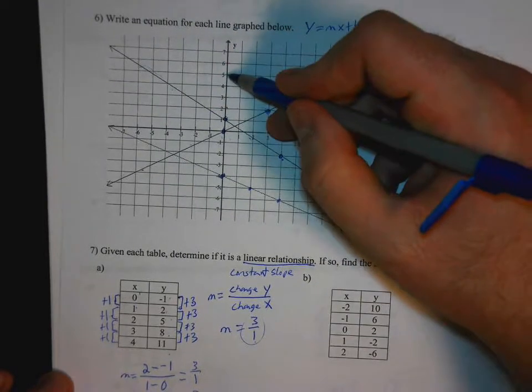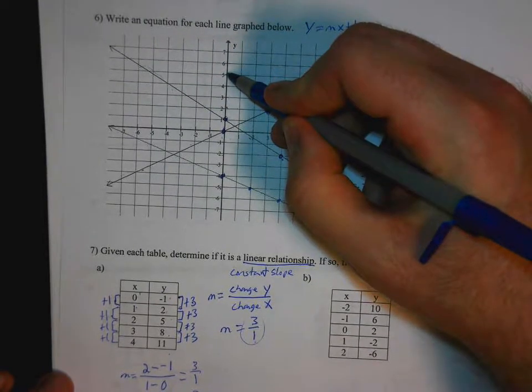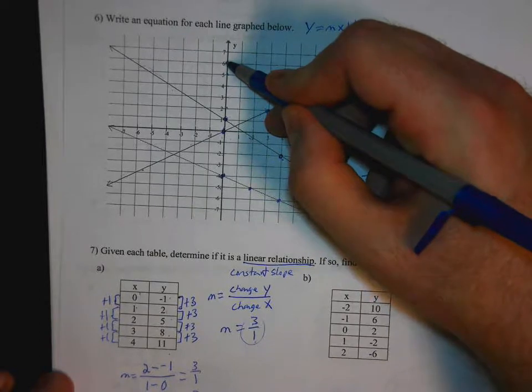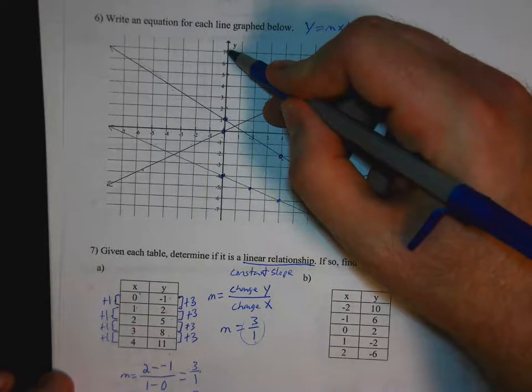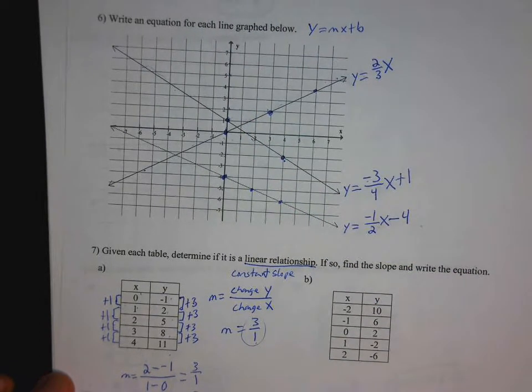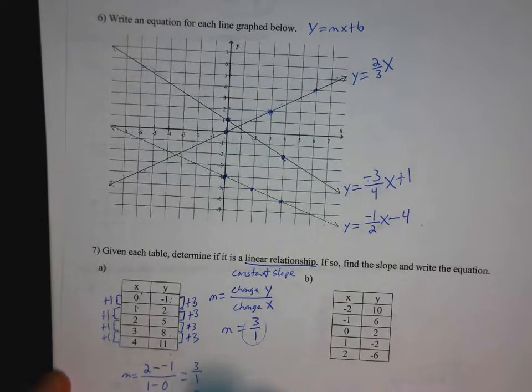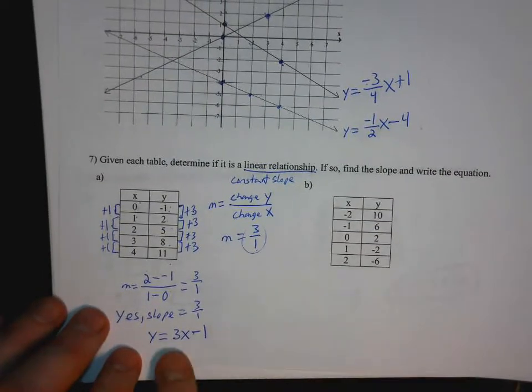For example, a point right here would be the point 0, 5. Right here would be 0, 6, 0, 7, and so on. So the x value is 0. In our table of values, when the x value is 0, the y value is -1. So our equation of our line is y equals 3x minus 1.